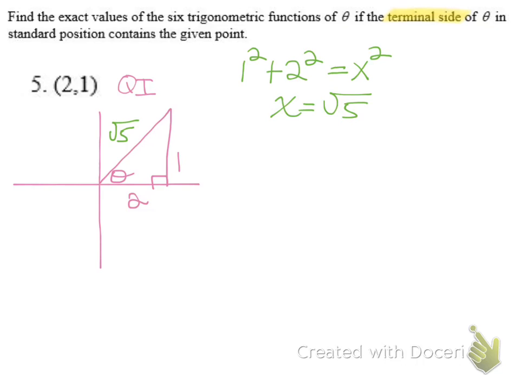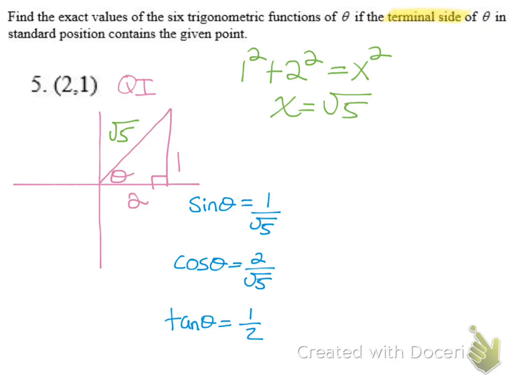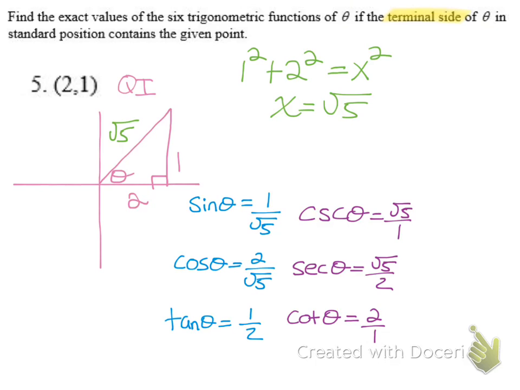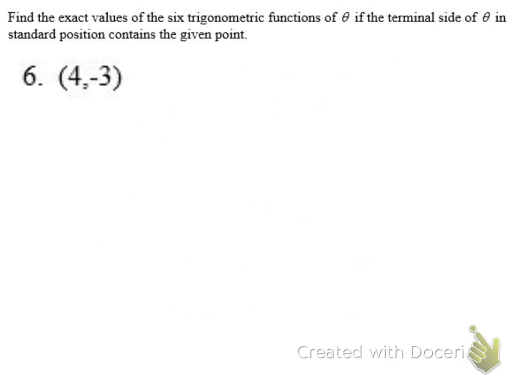Now that I have my triangle, I can list out my 6 trig functions. Sine of theta is 1 over the square root of 5. Cosine, 2 over the square root of 5. Tangent, 1 over 2. Again, these are the SOHCAHTOA functions, the ones that we used in geometry. Now the reciprocal functions. Cosecant, root 5 over 1. Secant, root 5 over 2. And cotangent is 2 over 1. Now it's your turn. Go ahead and pause the video and try problem number 6.